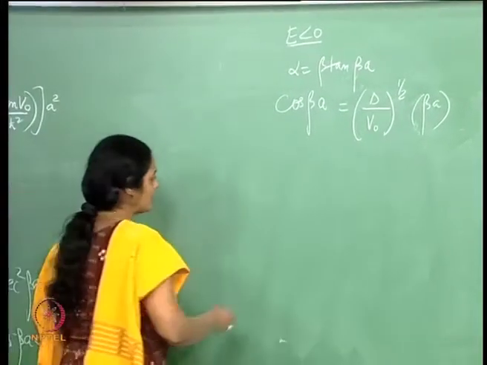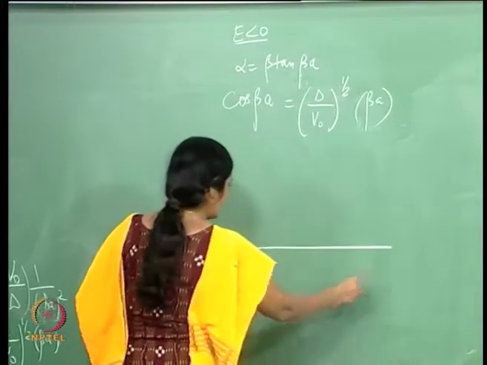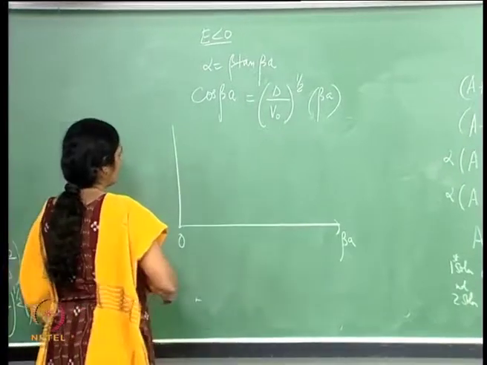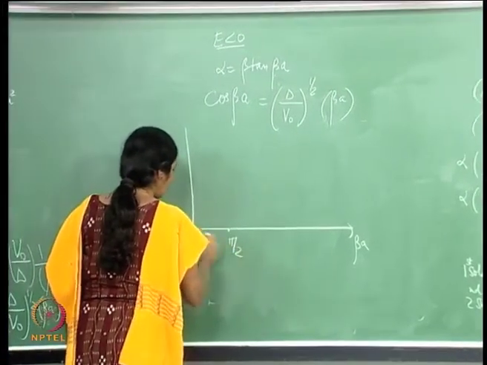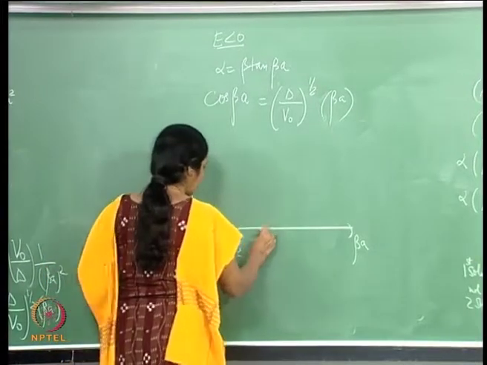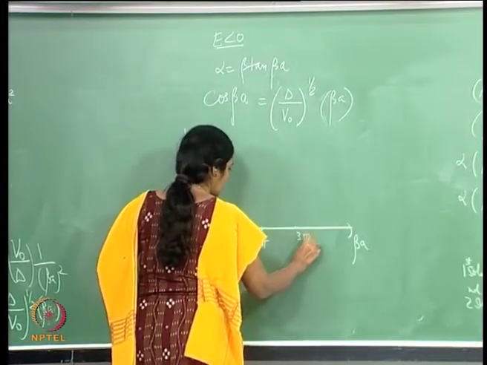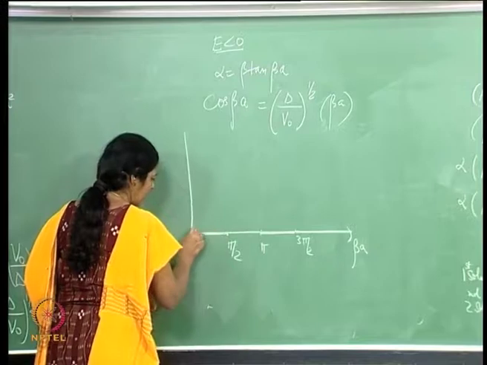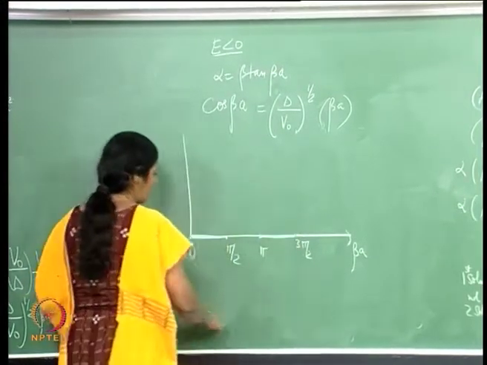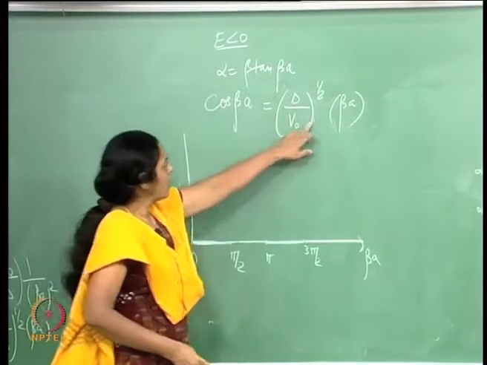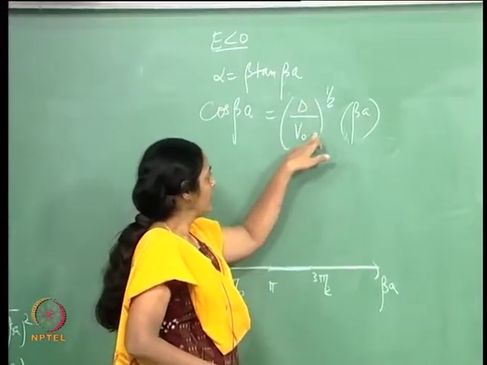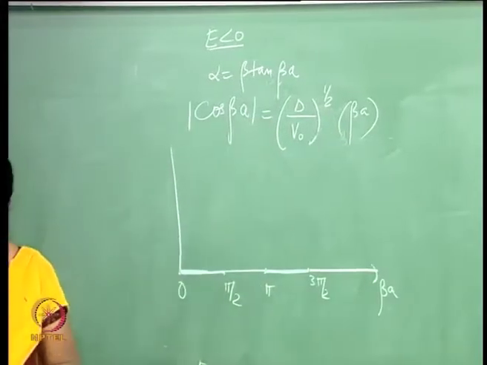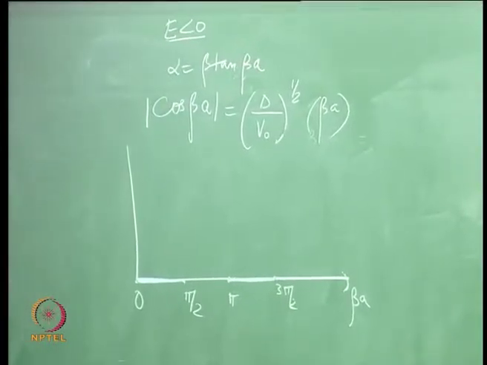So, I have beta A here, and as I have already argued, 0 to pi by 2 is an allowed region in this problem for beta A. Pi to 3 pi by 2 is an allowed region in this problem. So, these are the values that are allowed for beta A in this problem. I also know that this quantity is positive, delta is positive, V naught is positive, and beta and A are positive. So, indeed, I should be writing modulus of cos beta A is delta by V naught to the power of half times beta A.